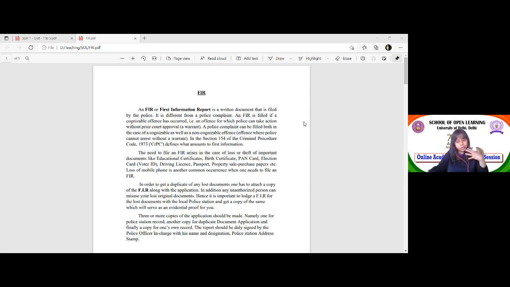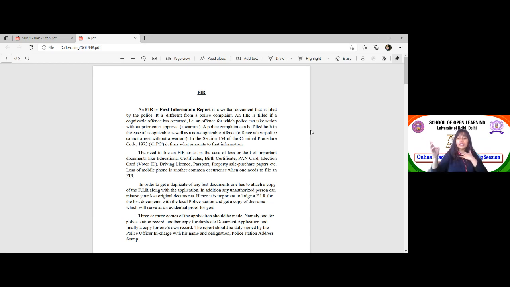Now, when do you usually require to file an FIR? You require to file an FIR when you have a theft or you lose something. One of the reasons why we are doing this is because in many cases a lot of us lose important documents. So when we lose something important, we need to file an FIR at the police station before we can reapply for that document. The need for an FIR arises when there is a loss or theft of important documents, or a loss of a mobile phone, or something that is important to us.